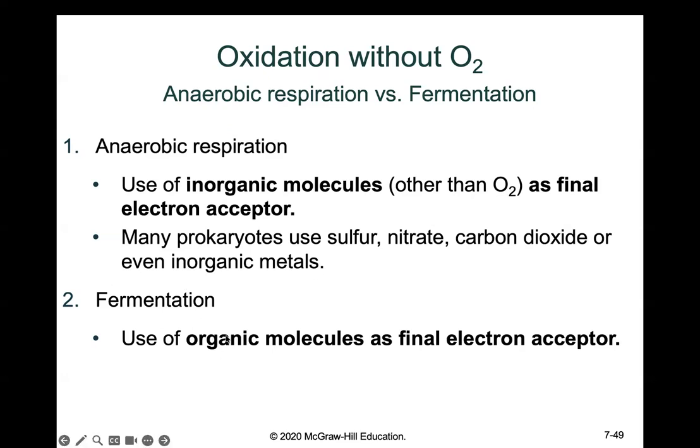In fermentation, you use organic molecules as a final electron acceptor. And usually that organic molecule is pyruvate. So this is the main difference. And here, because you're using these other inorganic molecules, you're creating a proton gradient for chemiosmosis. Here you're not, in fermentation.